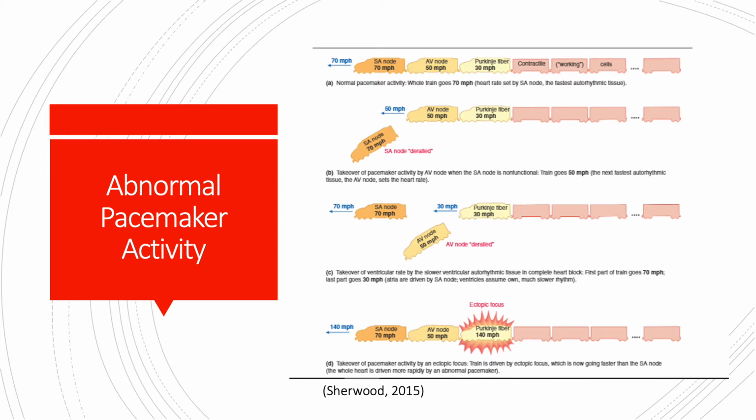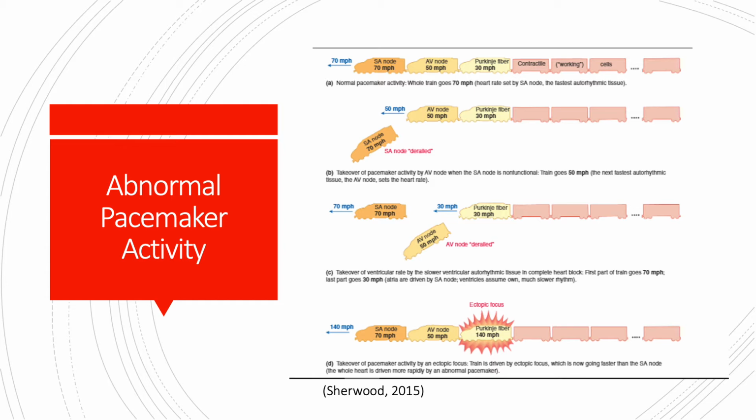So this is going to result in the atria beating at a faster pace than the ventricles, since the ventricles have to continue at their own pace because that connection with the AV node is no longer there. The last abnormal pacemaker activity shown is example D. In this scenario, an ectopic focus occurs due to the Purkinje fibers taking over. The ectopic focus causes the Purkinje fibers to beat at a much faster rate than the SA node.